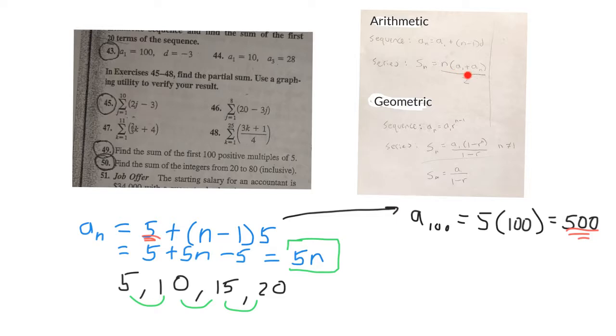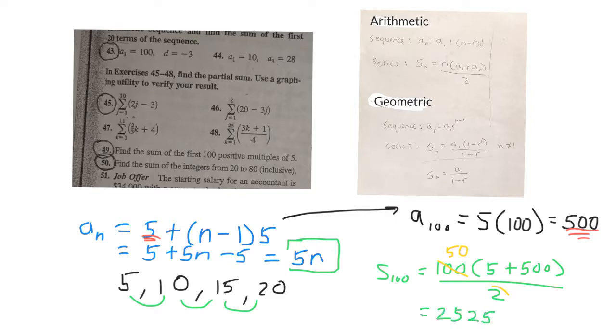So now we can go ahead and just use this formula right now. And that would be S sub 100, and that equals 100 times the sum of the first term plus the last term, and all of that would be over 2. You get your cancellations going. That's a 50. And we have 505 times 50. And that ends up becoming 25250.